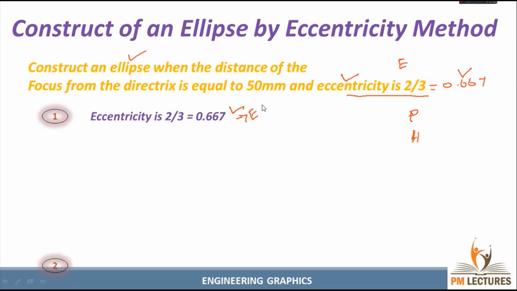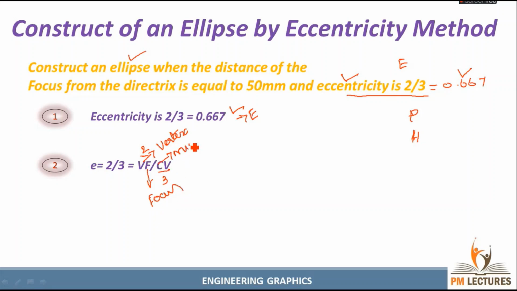The second step, we need to write out E is equal to 2 by 3. So this 2 by 3 means that the distance between the focus and the vertex is 2 units and the distance between C and V is 3 units. Before going to the units, you can see what is meant by V. V is nothing but the vertex, F is nothing but the focus, and C is the midpoint of the directrix.